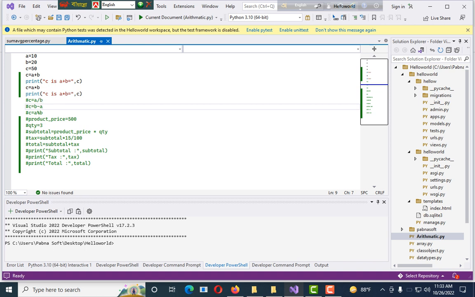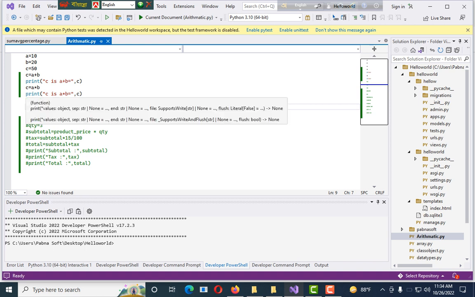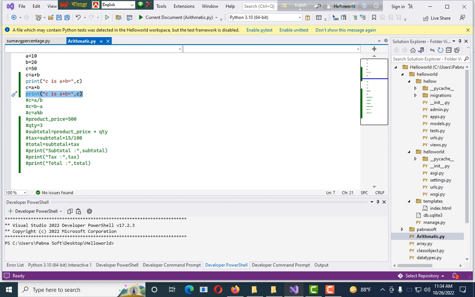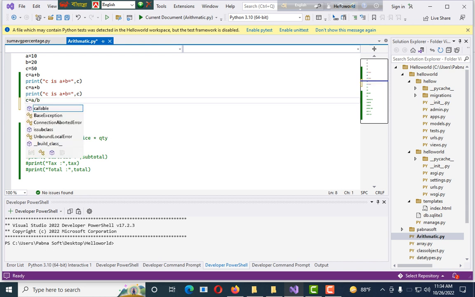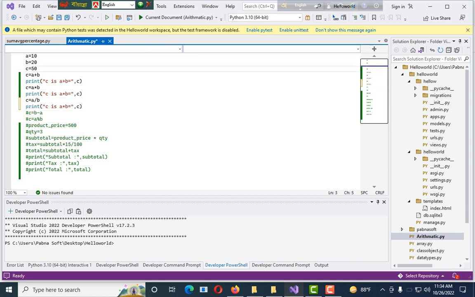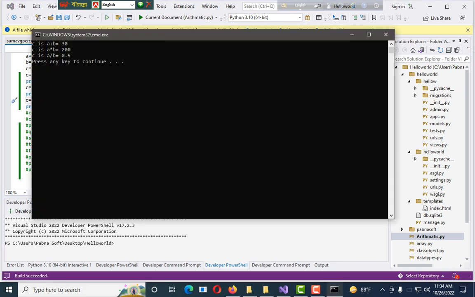Okay, now we will find out a division by b. Calculate division. So a divided b, c equal to a divided b, we'll show the division. So run the project. C, a divided by b equal to 0.5.